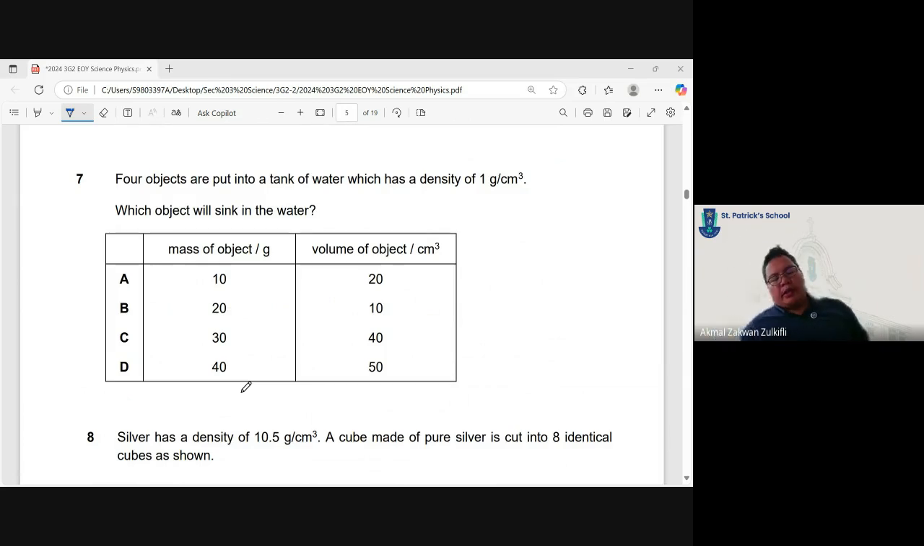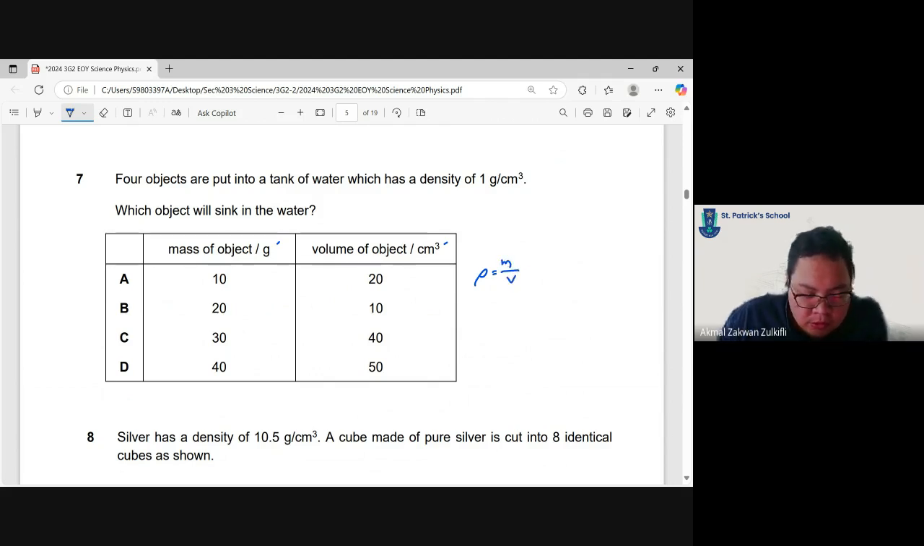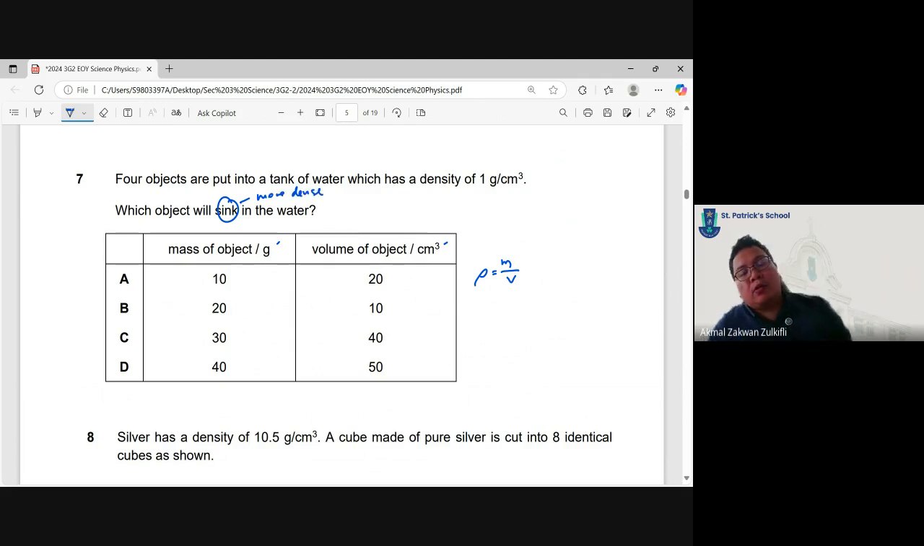Okay. Question 7. 4 objects are put in a tank of water which has a density of 1 gram per cm cube. Which object will sink? Okay, so they give you mass and volume, these two quantities. We need to find the density using the formula rho equals mass divided by volume. So calculate, and the object that sinks is the one that is more dense, right? So do the calculations and find out yourself.